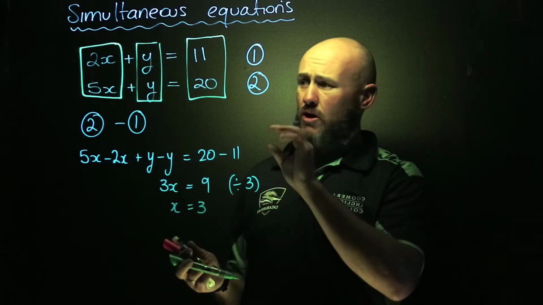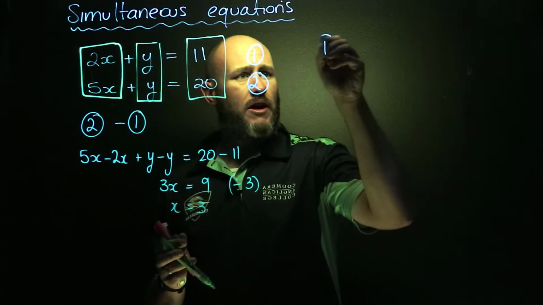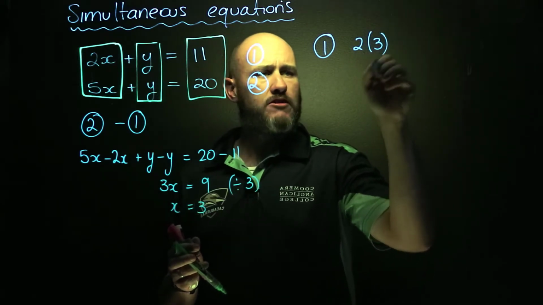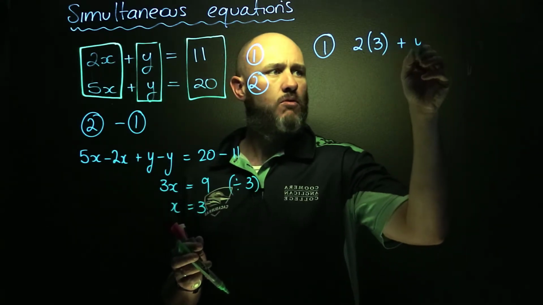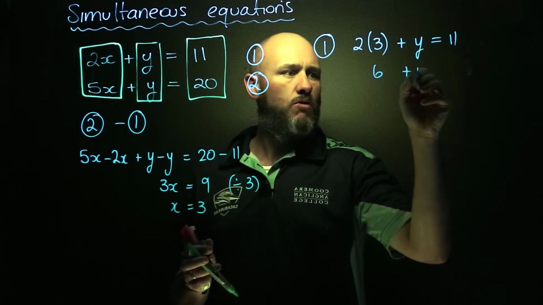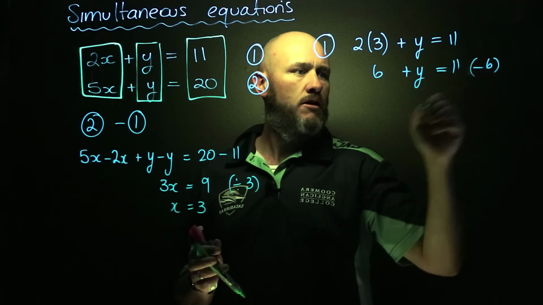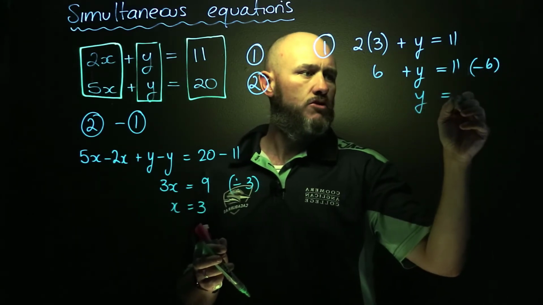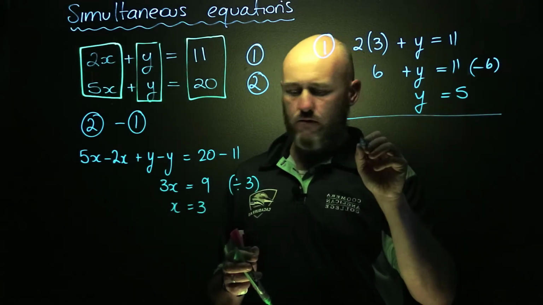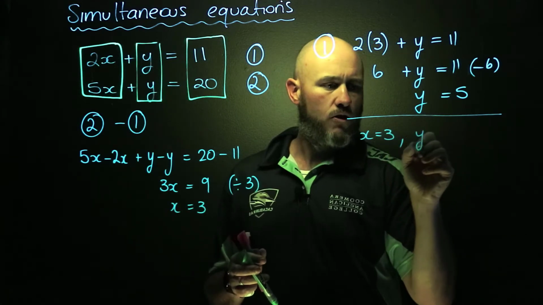Unlike substitution though, we haven't already rearranged, which is a bit of a shame. But I'll go to equation number 1 now, and I get 2 times 3, because we know x is equal to 3, plus y equals 11. So 6 plus y equals 11. We subtract the 6, and we get y is equal to 5. So our solution here is y equals 5, x equals 3, and we should always conclude to make it clear to the marker.